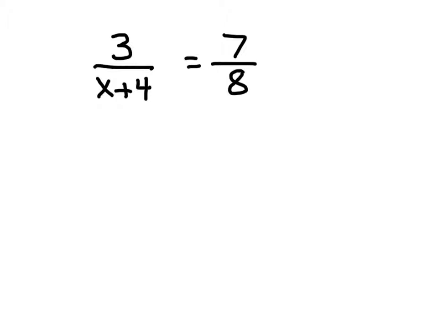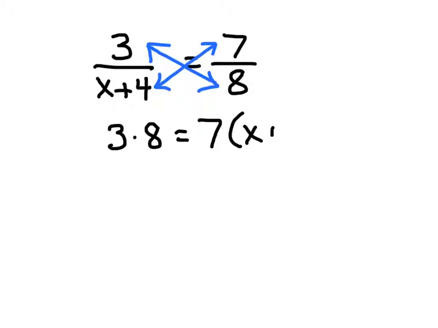Here's our first example. Since these two fractions are set equal to one another, they are proportional. Therefore, we can cross multiply. So I'm going to multiply 3 times 8 and 7 times x plus 4. So on one side, we have 3 times 8. The other side, 7 times x plus 4. And note that the 7 needs to be multiplied by both terms, the x and the 4. So in other words, we're distributing.